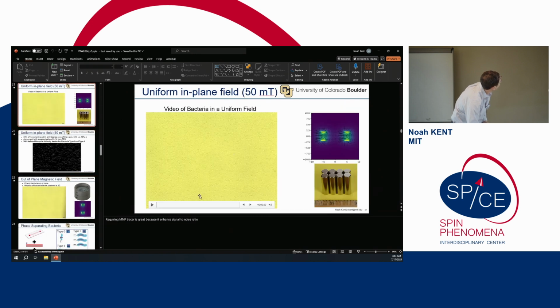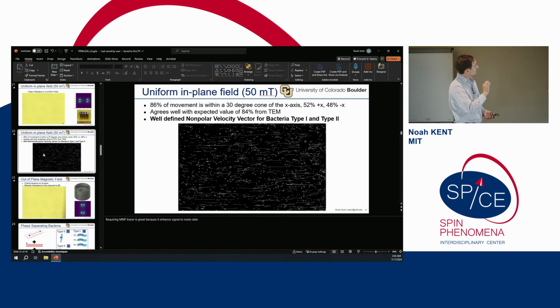So this is the video of the bacteria in a uniform 50 millitesla field. And you can kind of see they're going like this. But saying "kind of see" doesn't really mean anything. I can do image tracking, particle tracking, right?